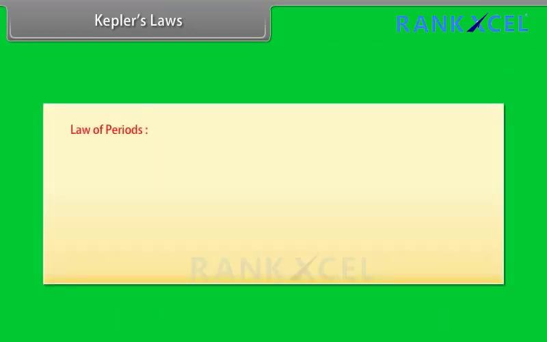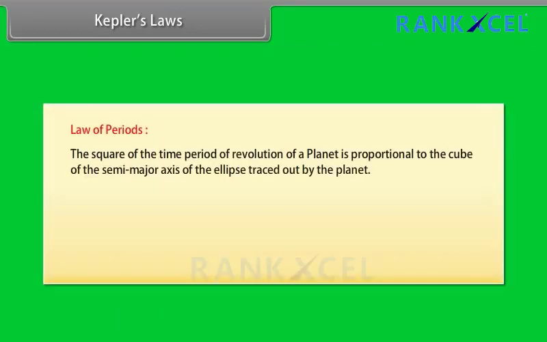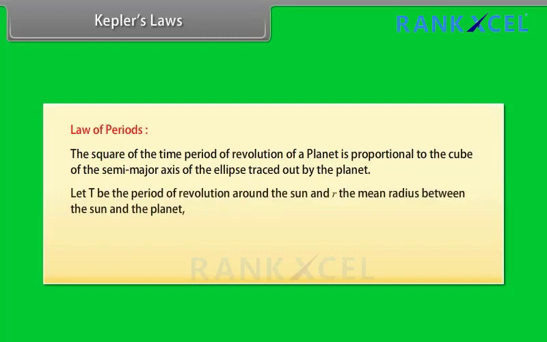Law of periods. The square of the time period of revolution of a planet is proportional to the cube of the semi-major axis of the ellipse traced out by the planet. Let T be the period of revolution around the Sun and r the mean radius between the Sun and the planet. T squared is directly proportional to r cubed. T squared is equal to k r cubed.